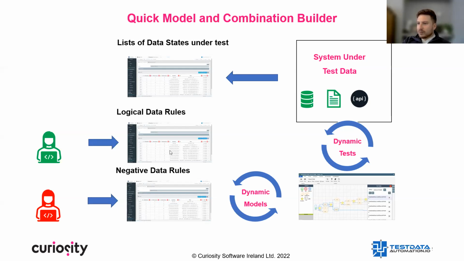Once we've defined all of those data rules, we can create dynamic data models from both of those assets that map out different combinations of data that we've created. Then we can hit generate, generate a few hundred rows and kick those out into wherever they need to go. Typically that might be into some kind of automation framework, a CSV, or elsewhere for manual testing.